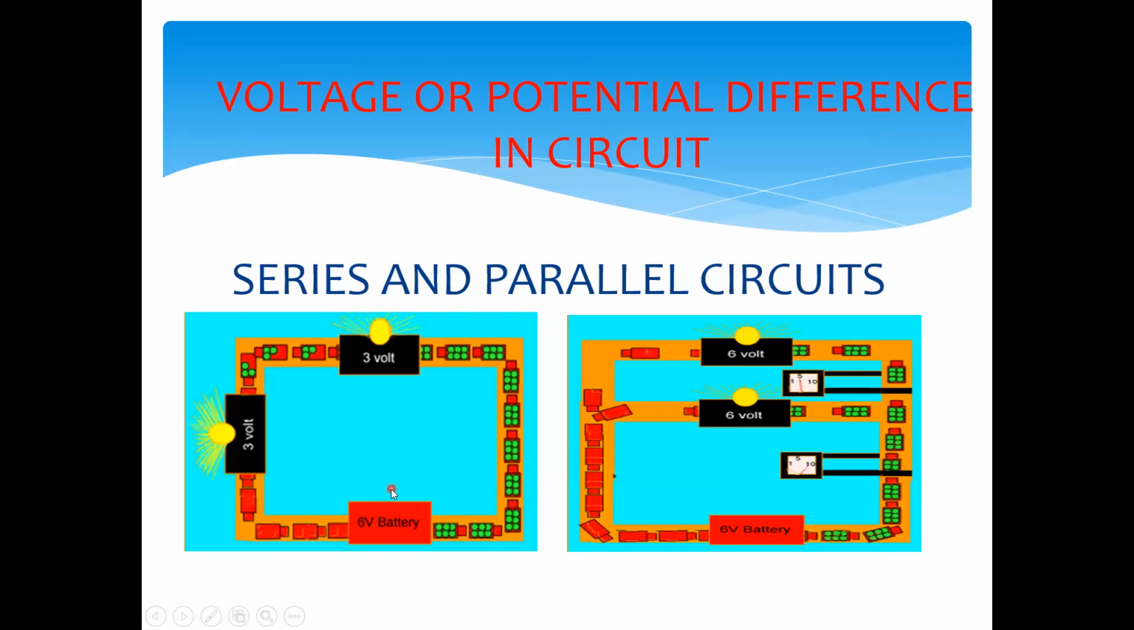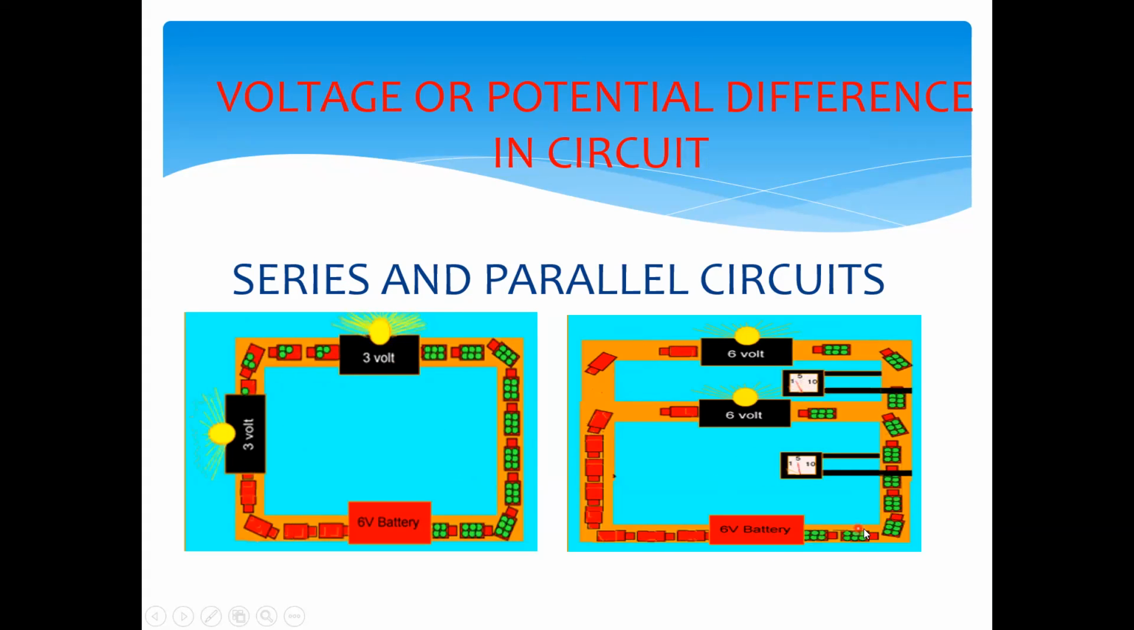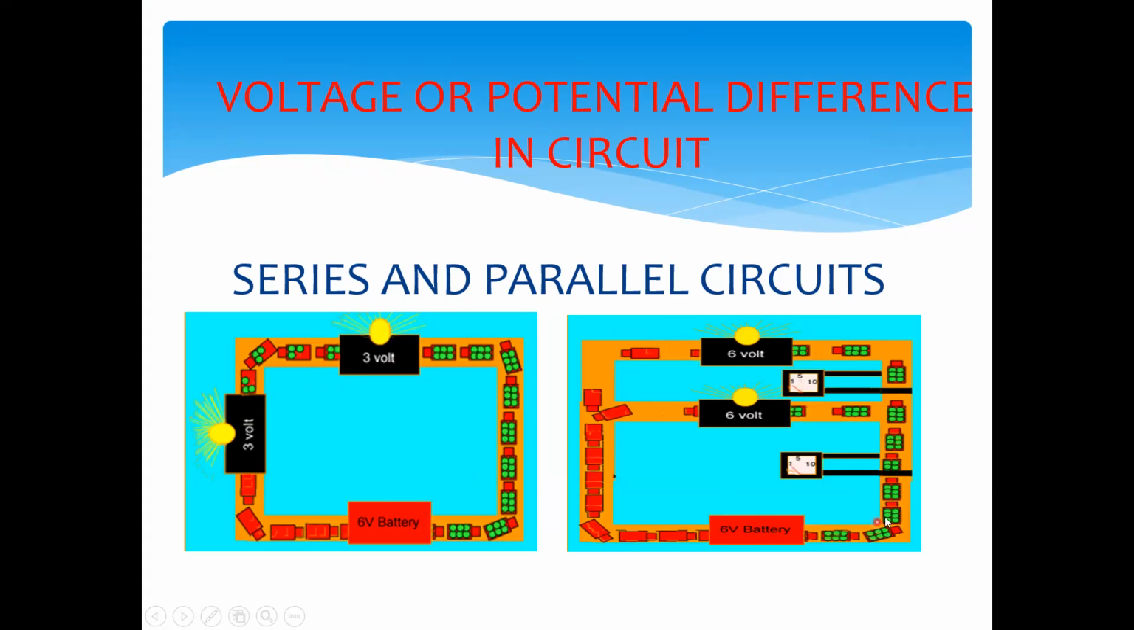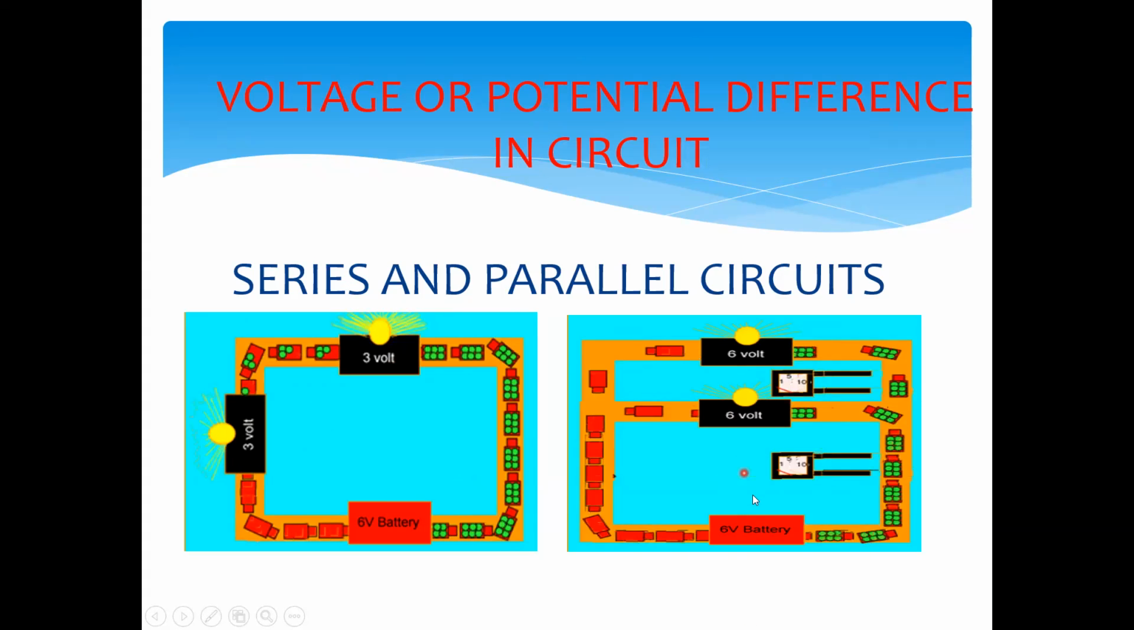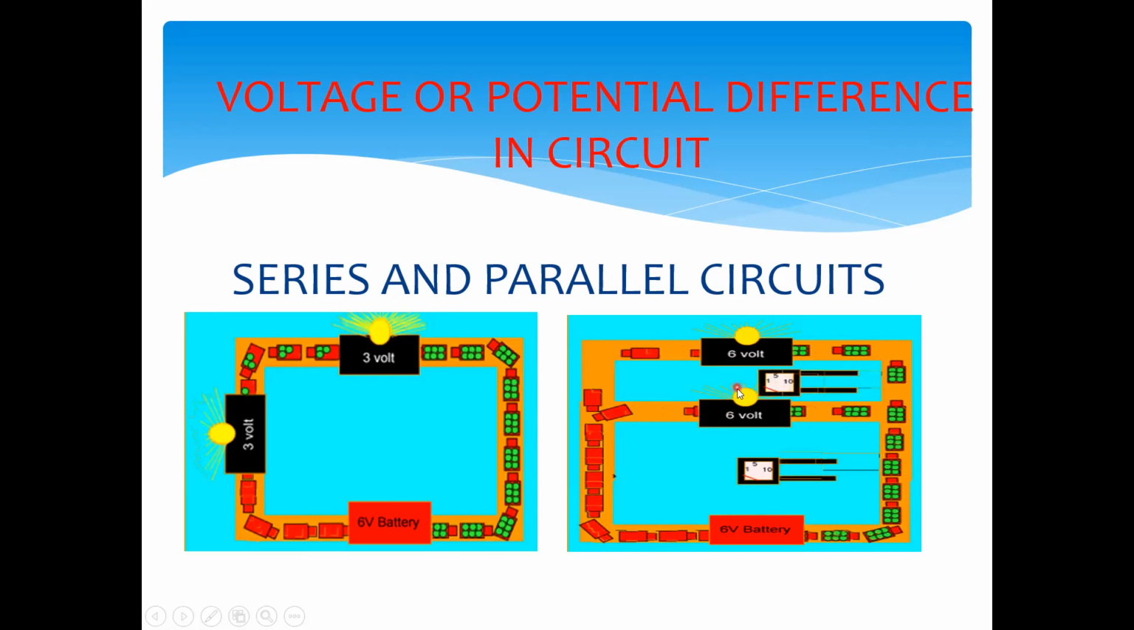Potential difference in circuits in series will divide between the components. For example, if it's a 6-volt supply, 3 volts and 3 volts are there between the two components. Whereas in parallel, the energy supplied by each charge is the same as the energy from the battery. So if it's a 6-volt supply, each component will receive the same 6 volts.